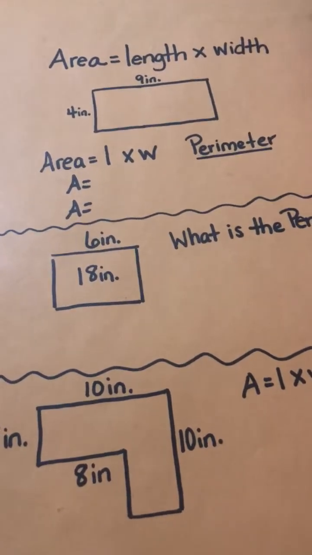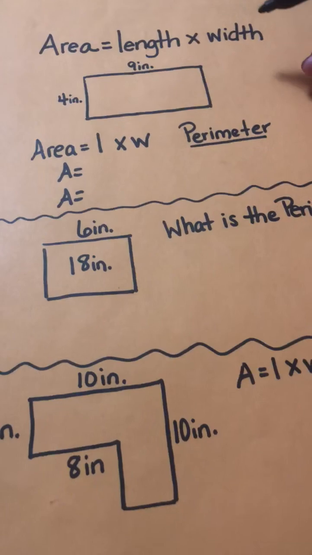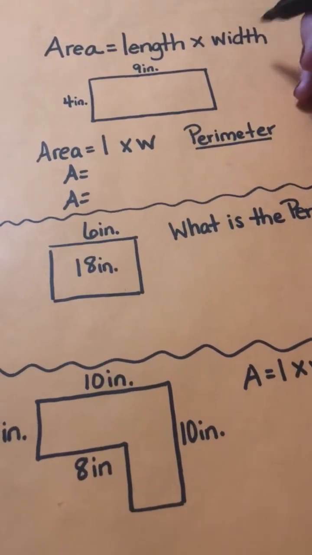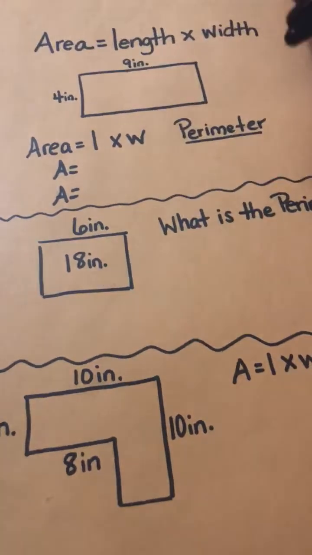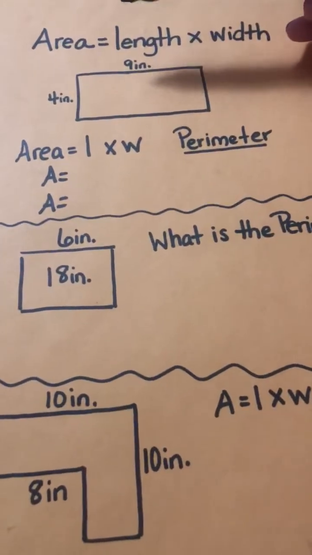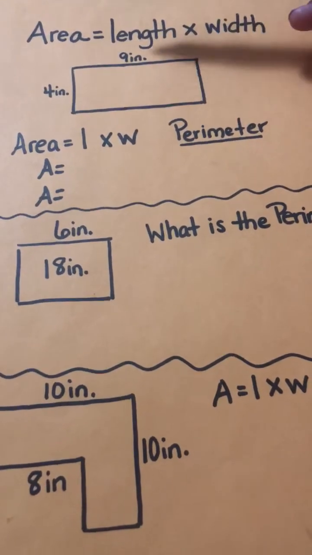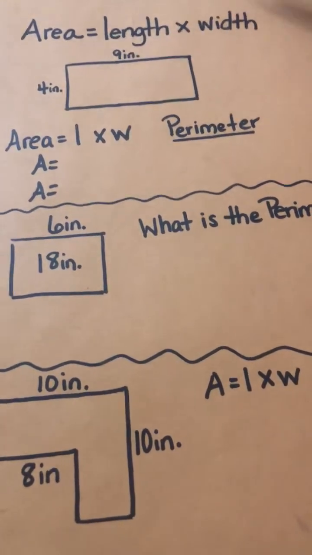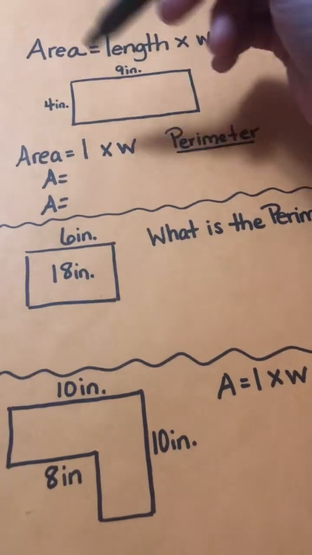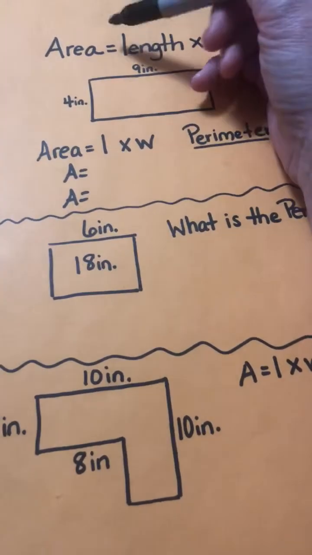One of our measurement standards is that students will be able to find the area and the perimeter of a shape given some of the measurements. So let's look at this first one. We are going to find the area of this figure, and you guys know that area is found by multiplying the length times the width. This is a pretty basic problem.